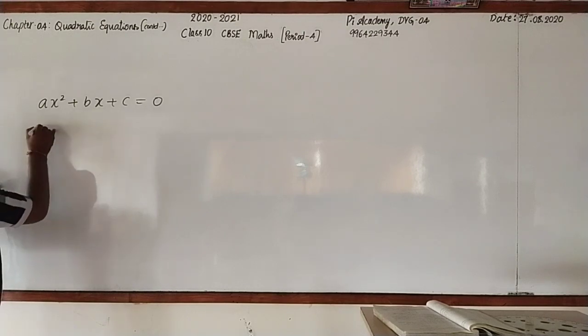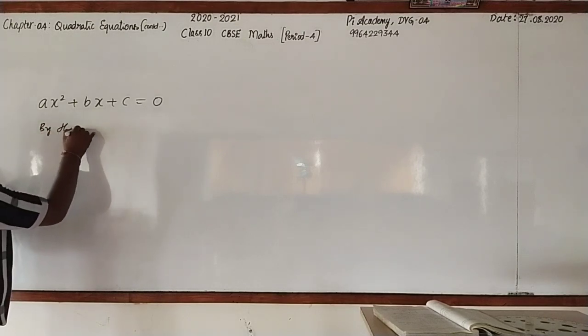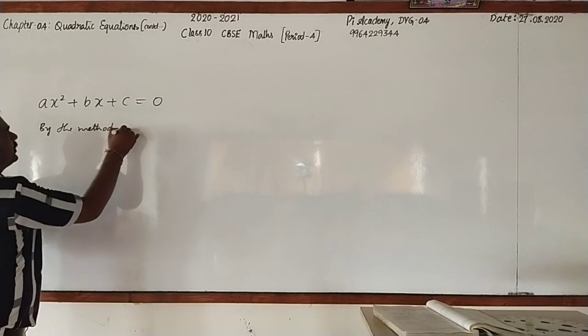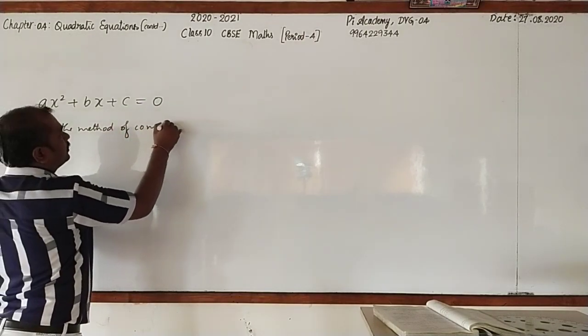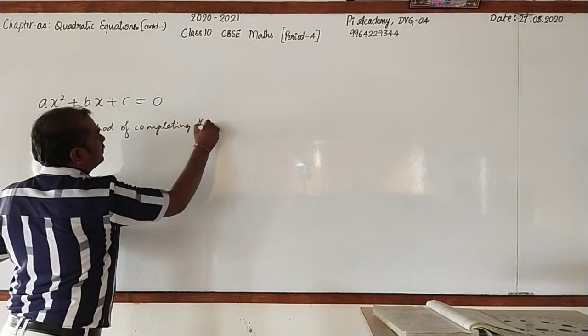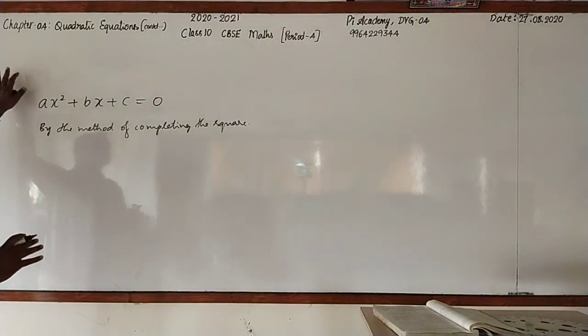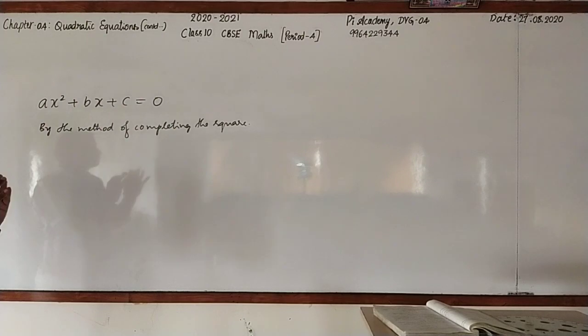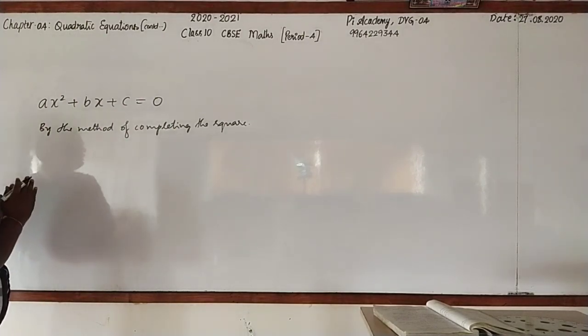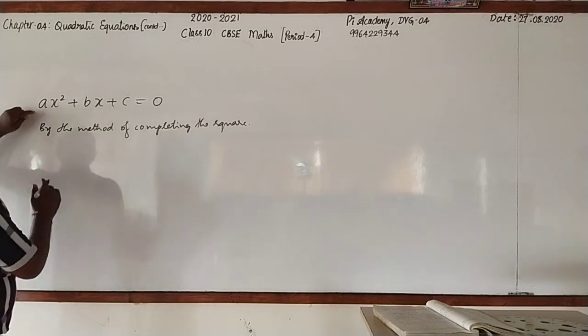Observe it. By the method of completing the square. Nobody should copy, just keep observing, because I have not yet written the actual question which was asked in the examination. We are just going to solve it, that is, to find out the roots.